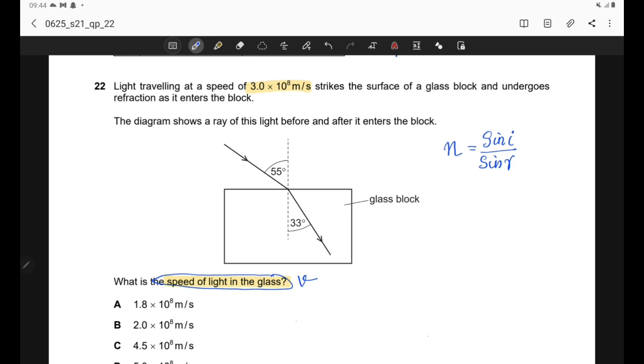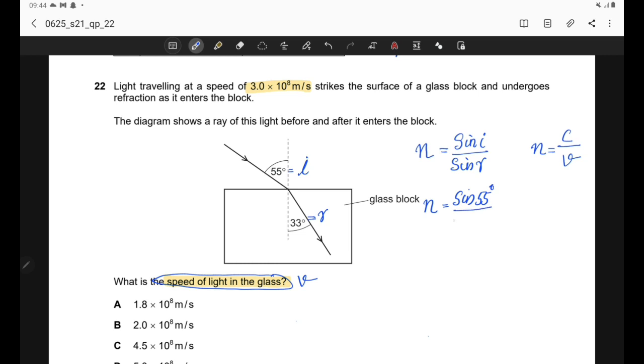After calculating the value of refractive index, we can use the second equation, that is refractive index is equal to speed of light in vacuum over speed of light in the glass. In the question, angle of incidence and angle of refraction are given, so we can substitute. Then we will get refractive index, that is sine 55 degree over sine 33 degree. Sine 55 over sine 33 degree is 1.5. Now we have refractive index.